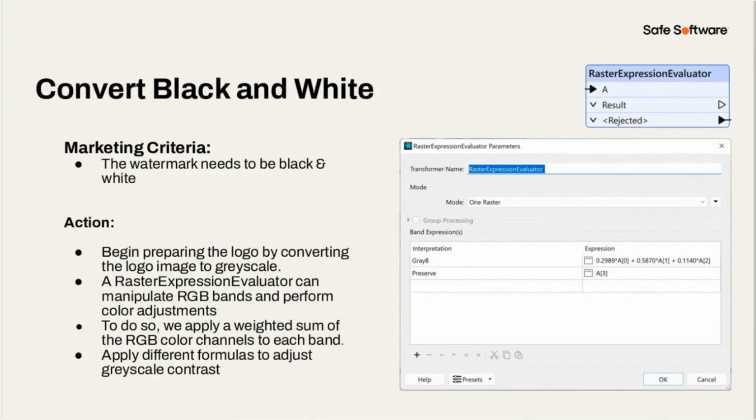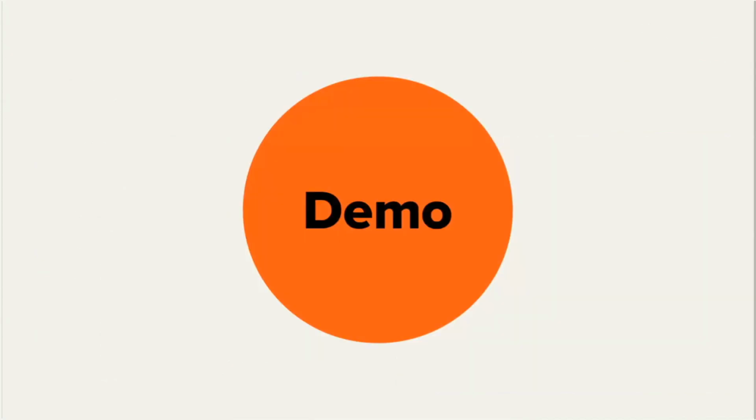So in this case, when you see A and then bracket 0, that's actually regarding our red band. In our band expression or formula, we need to multiply each color channel or band by a weighted sum. The weighted sum will control grayscale intensity, and we're going to see how this works in the following demonstration. Now we'll jump into the demo video.